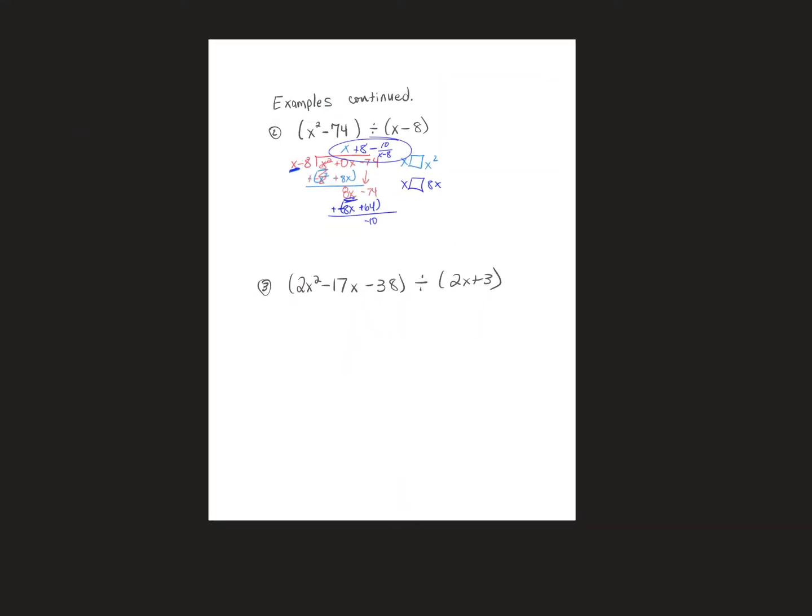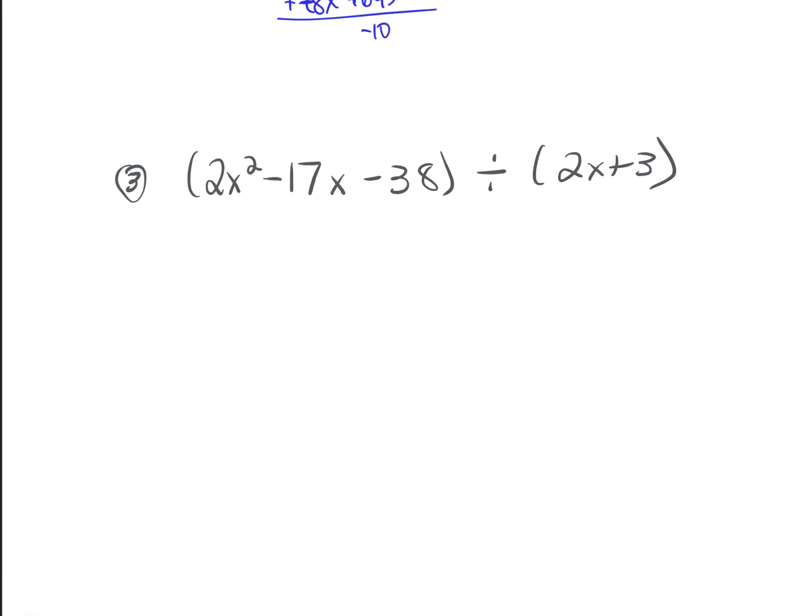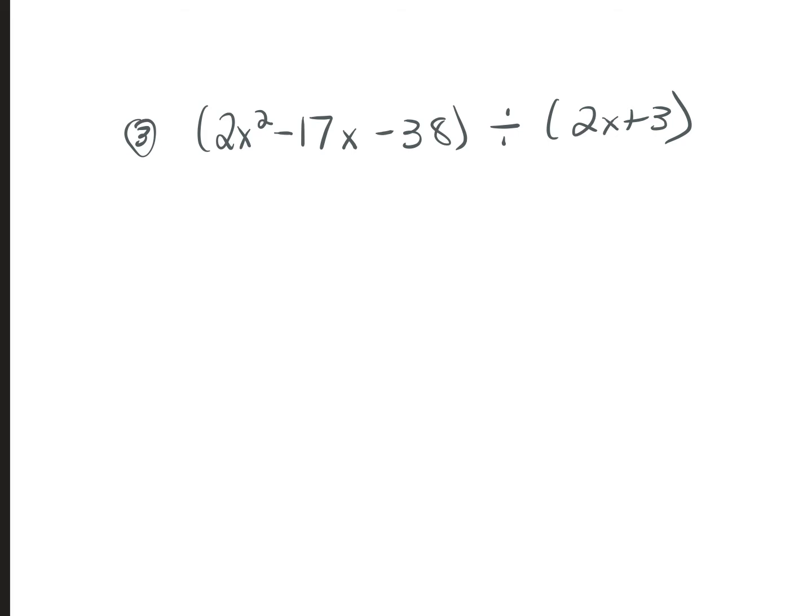Is there another one on the, yeah, down here. Okay. How's this one a little bit different from what we just did? You guys notice anything different? There's a coefficient in front of x on this one. That's okay. You still did the exact same thing. We have 2x plus 3 on the outside, and then I have 2x squared minus 17x minus 38.